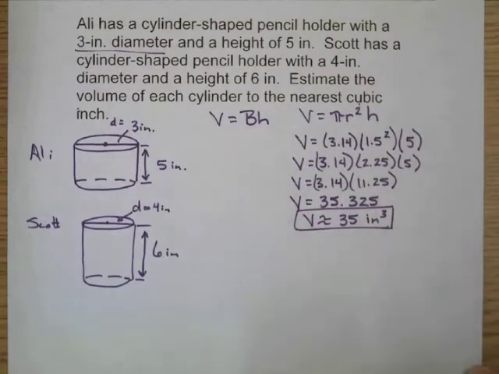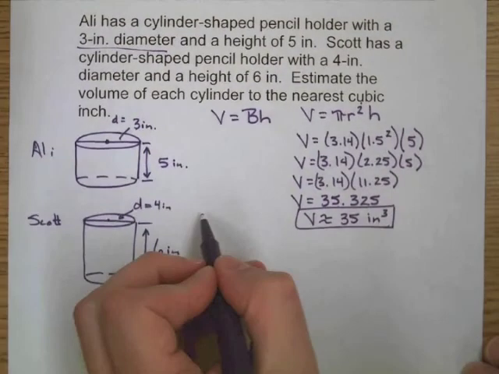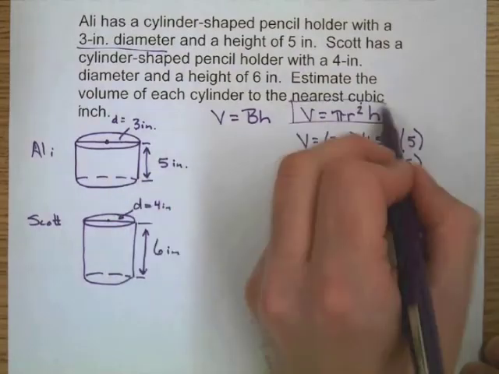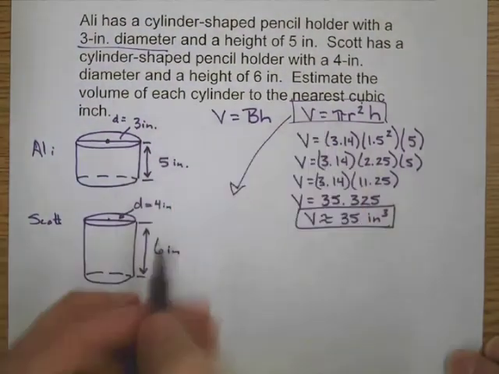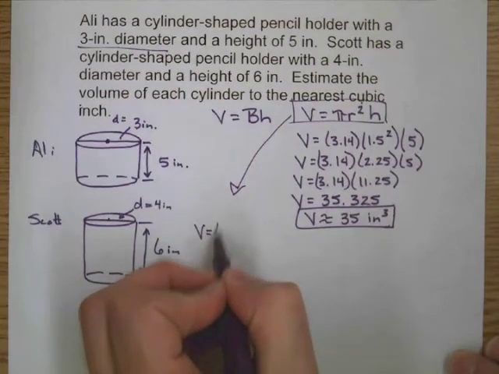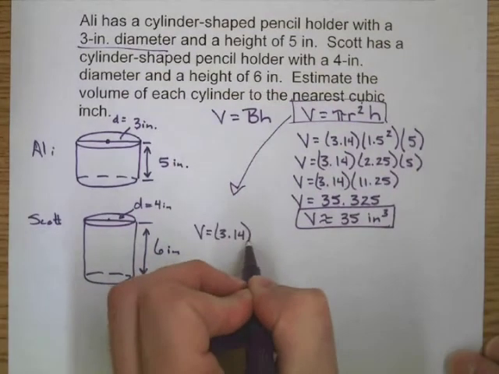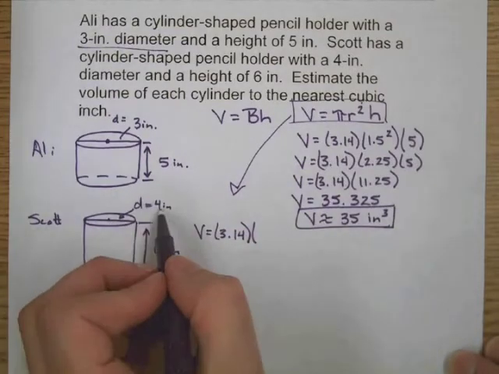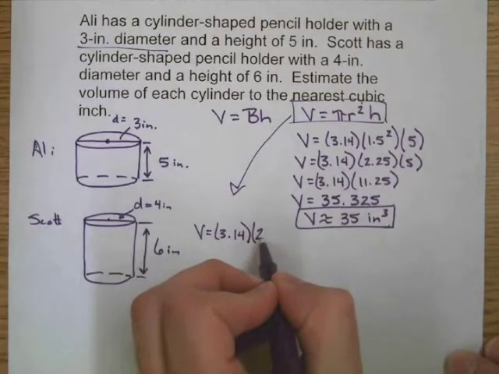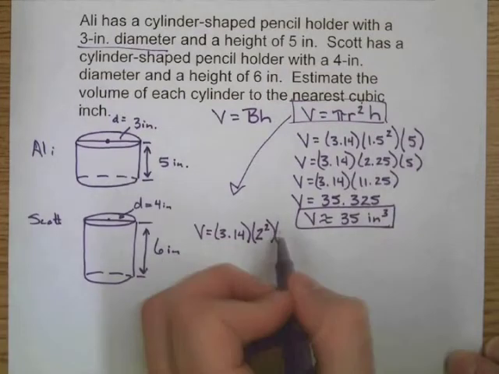Well, let's find out Scott's pencil holder here. I'm going to use that same formula that I did up here. So I'm going to use these numbers to put in for that. So volume is 3.14 for pi. The radius, I'm given a diameter, so the radius is half of that, which is 2 squared, and our height is 6.